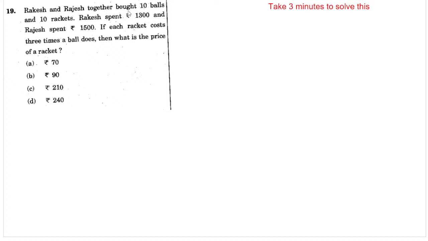Rakesh and Rajesh together bought 10 balls and 10 rackets. Rakesh spent 1,300 and Rajesh spent 1,500. If each racket costs 3 times a ball, then what is the price of a racket? So they are saying that Rakesh and Rajesh bought 10 balls and 10 rackets together. There are 10 balls and 10 rackets.